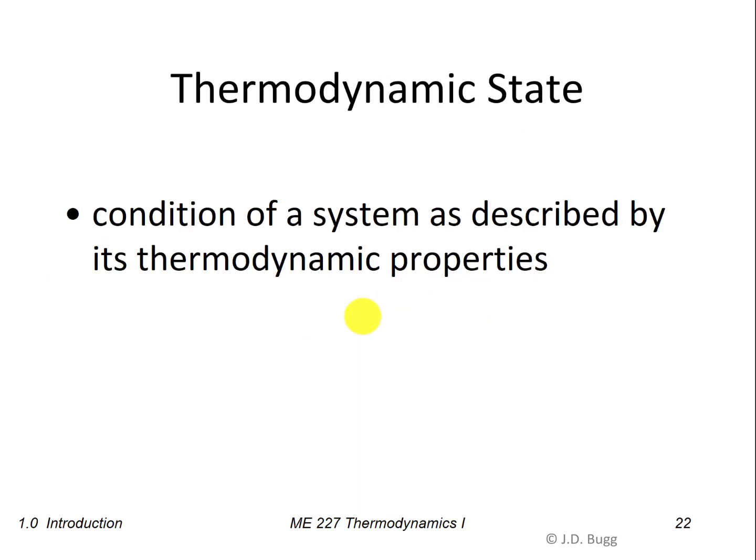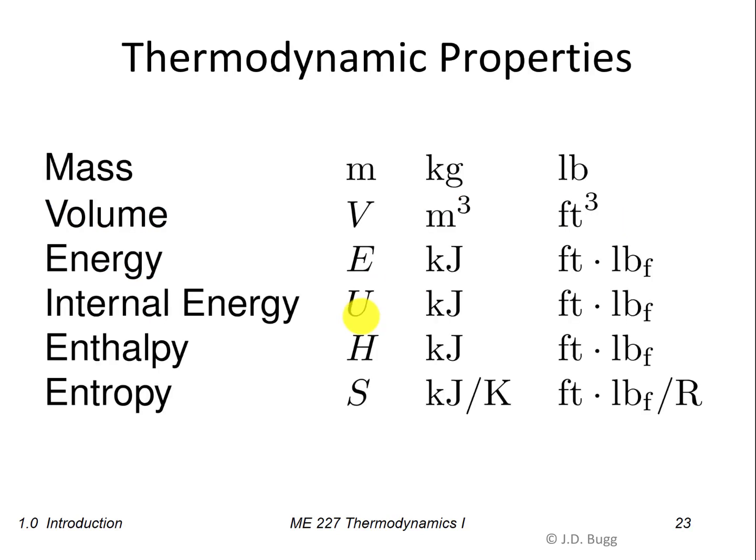Next thing we want to talk about is thermodynamic state. So the thermodynamic state is the condition of a system as described by its thermodynamic properties. So clearly we need to look at some thermodynamic properties here to see what thermodynamic state means. So, thermodynamic properties: here's a list of most of the thermodynamic properties that we're going to be talking about in this course. So we'll go through this list.